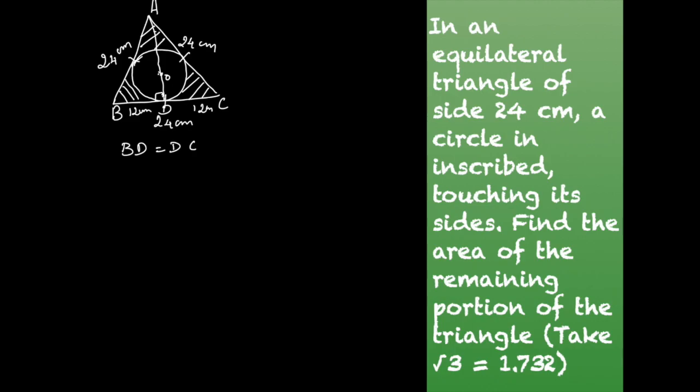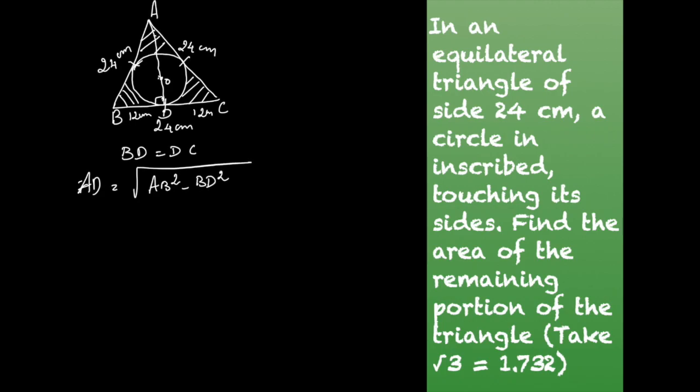Now we know angle ADB is 90 degrees. So ADB is a right angle triangle. In that right angle triangle, we know the hypotenuse and one side, so we can find out the other side. Now we can find AD equal to root of AB square minus BD square. What is our AD square? 24 square minus 12 square.